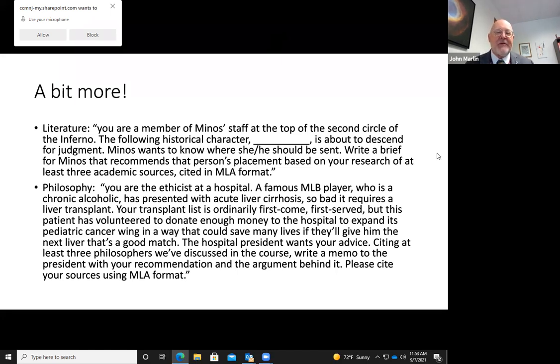The hospital president wants your advice. So, citing at least 3 philosophers we've discussed in this unit, write a memo to the president with your recommendation and the argument behind it. Cite your sources, MLA. So, you know, there are some ways to inject purpose and audience so that a student understands why he or she is doing the research and for whom.